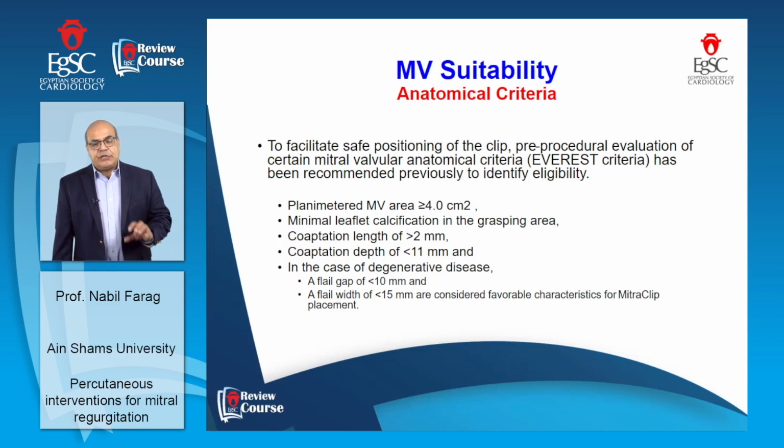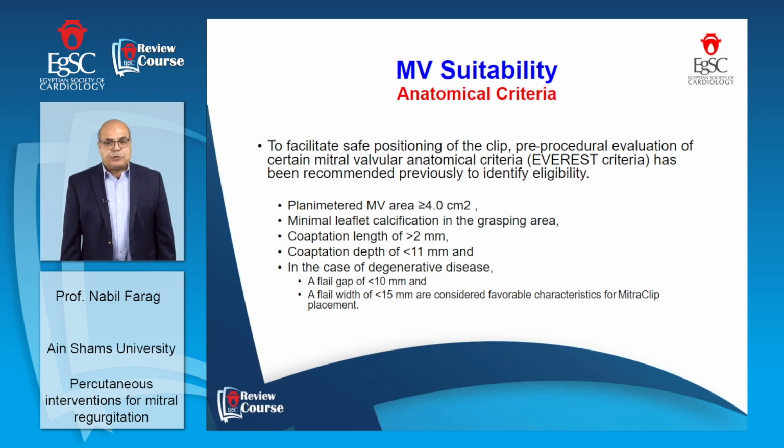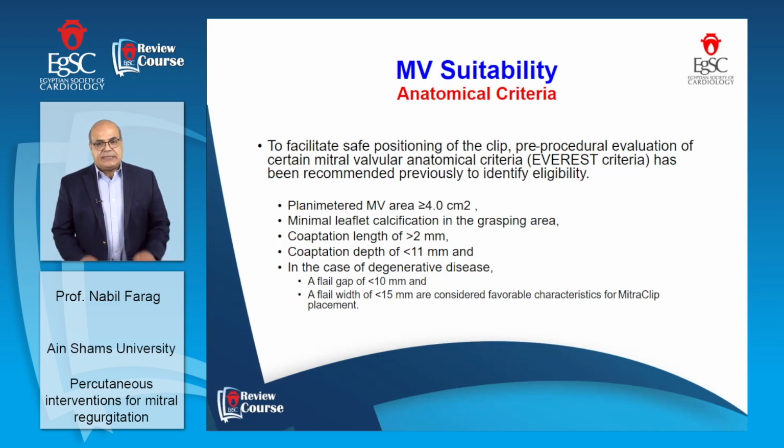And in case of degenerative disease, what we mean by degenerative disease for MitraClip is a patient with mitral valve prolapse, severe mitral regurgitation, or a flail mitral valve. So the flail gap between the leaflets should be less than 10 millimeters, because if it's more than 10 millimeters, it will not be possible to grasp both together. And flail width should be less than 15 millimeters. Flail width is measured when the valves are closed or coapted.